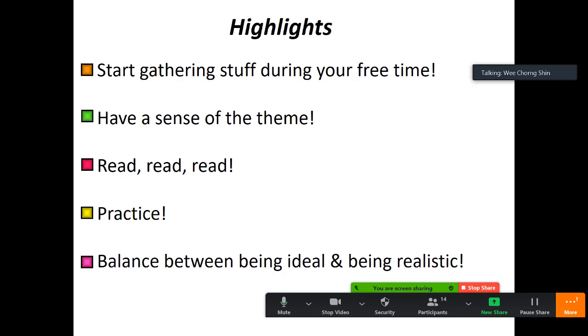It will be good that along the way you start to gather stuff during your free time. It could be anything you read. I like to read the newspaper. Beyond COVID, I think there are many interesting articles, even in the Straits Times or even the Business Times. I think recently electric vehicles is very hot.